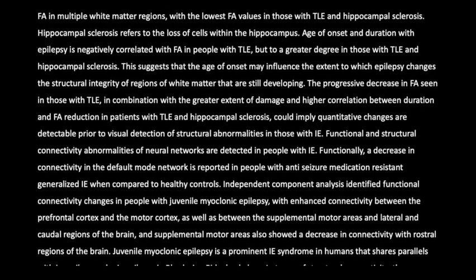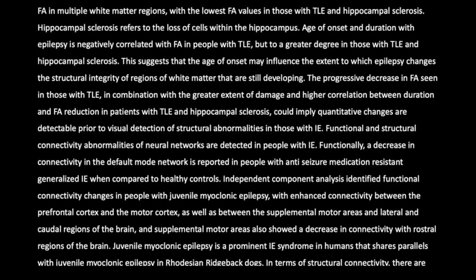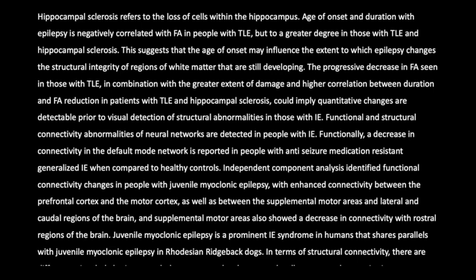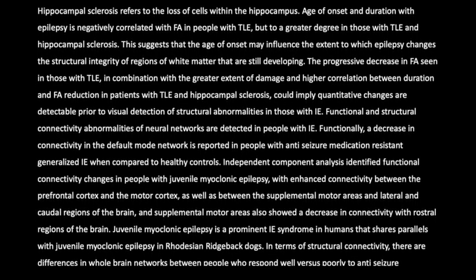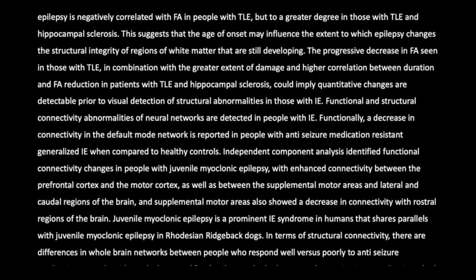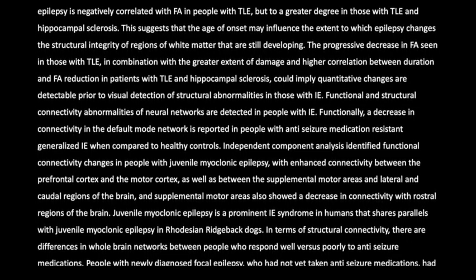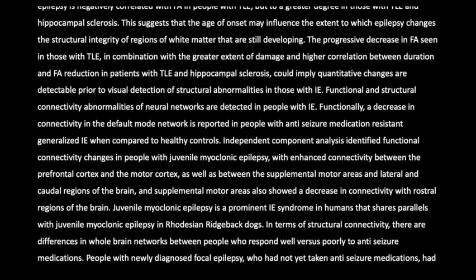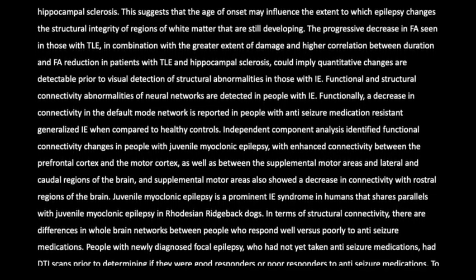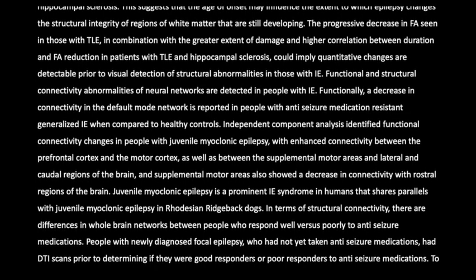The progressive decrease in FA seen in those with TLE, in combination with the greater extent of damage and higher correlation between duration and FA reduction in patients with TLE and hippocampal sclerosis, could imply quantitative changes are detectable prior to visual detection of structural abnormalities in those with IE. Functional and structural connectivity abnormalities of neural networks are detected in people with IE.